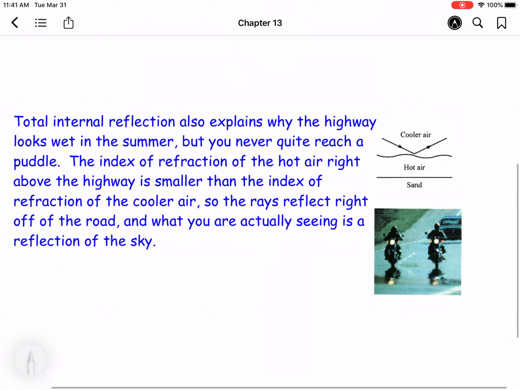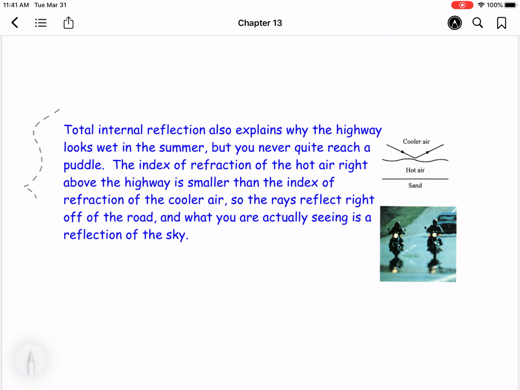The other thing you notice is if you're ever driving along the highway in the summer and you look ahead of you, you'll see what looks like you are driving on wet pavement, even though the pavement's perfectly dry. The reason it looks wet is because you're actually seeing the sky. So we have light coming from the sky.